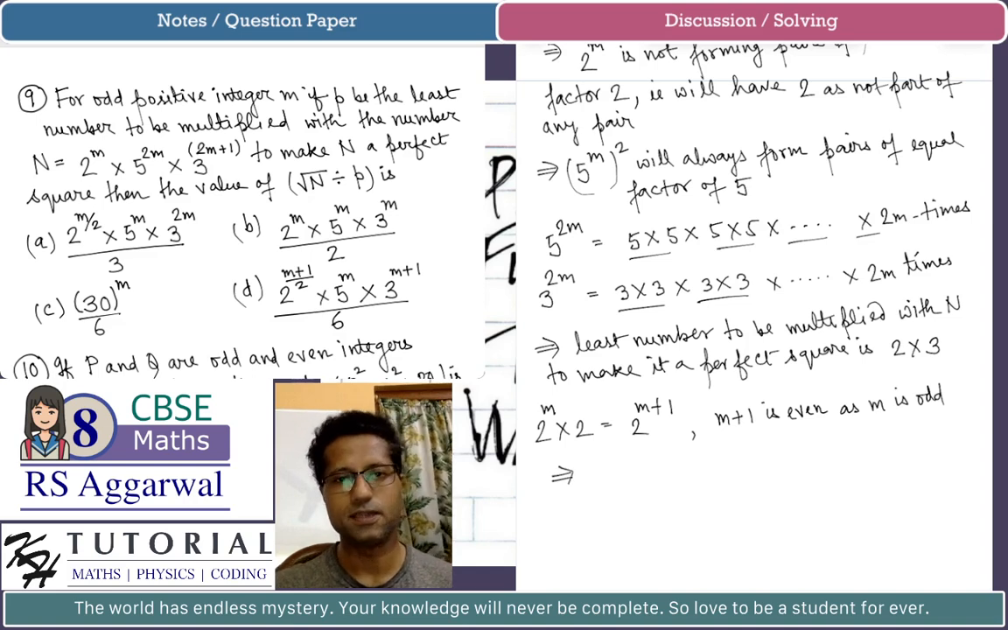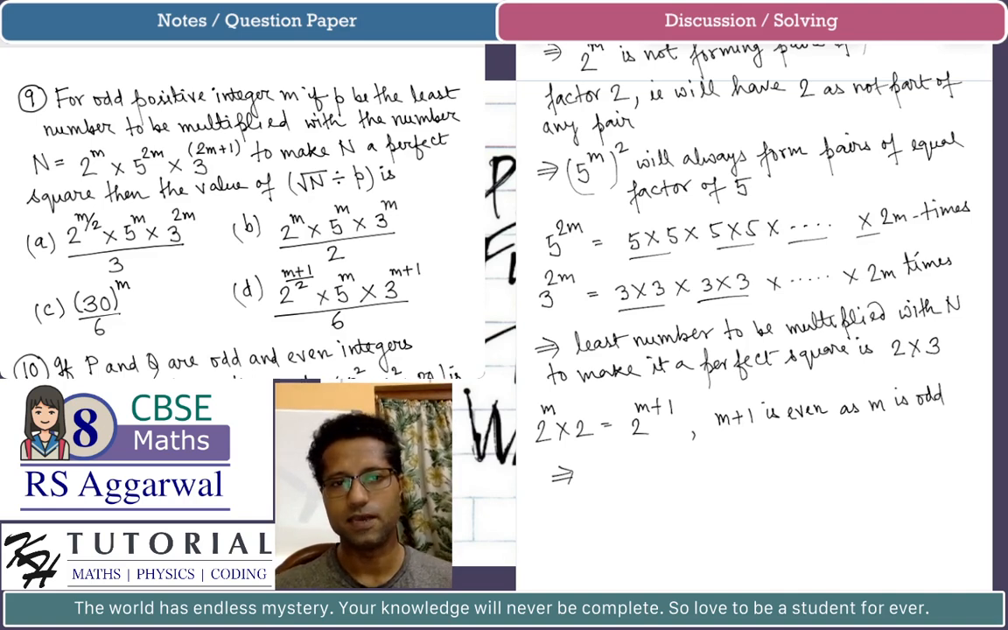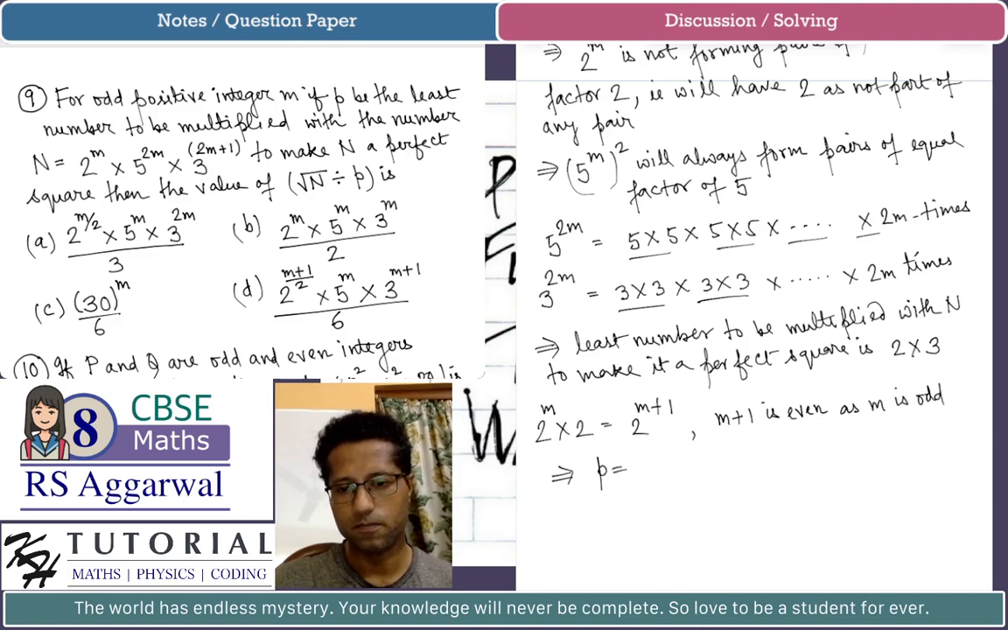In the problem, it is said that p is the least number to be multiplied with the number n to make n a perfect square. We have already found that the least number to be multiplied with the given number n is 6. So we can say that p is equal to 2 multiplied by 3, which is 6. Now it is asking the value of square root of n divided by p. Now what will be the square root of n?